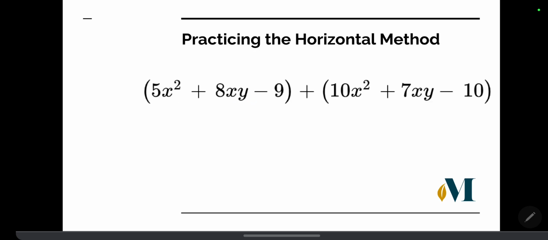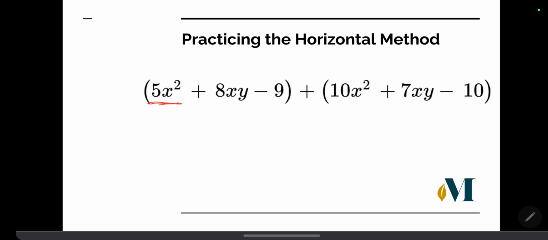Alrighty, here's another one. I encourage you to pause and try it out for yourself and come back to us. So this is 5x squared plus 8xy minus 9 added to 10x squared plus 7xy minus 10. So let's combine our like terms.